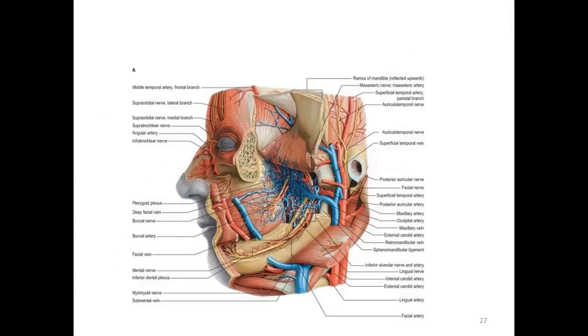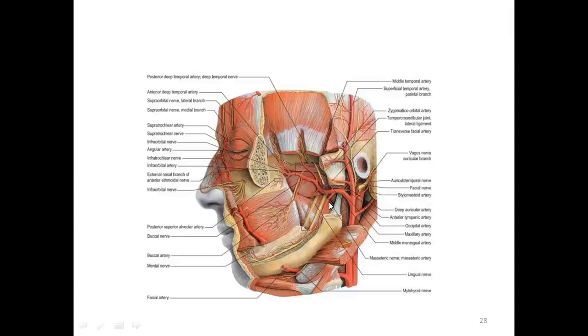Here you can see the superficial temporal artery, this auriculotemporal nerve, and the superficial temporal vessels together. Here we are getting the sphenomandibular ligament. Here you can see the auriculotemporal nerve. Again, this is the neck of the mandible.